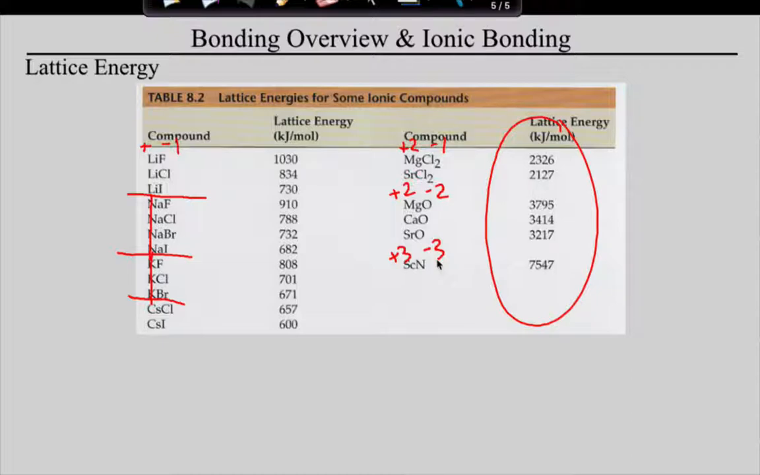The secondary predictor is size. But guys, you'll notice that the size trend continues as well. Magnesium and strontium. Strontium is bigger than magnesium, and it has a lower lattice energy. So the size trends continue throughout, but the charge trend is the major predictor. So guys, that's everything you need to know about ionic bonding. You guys good?